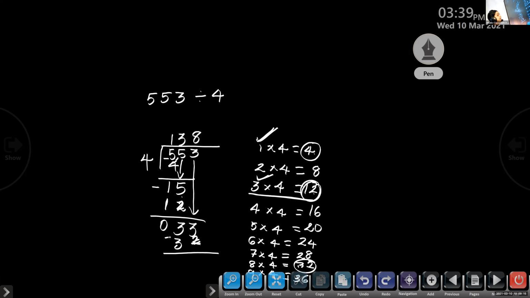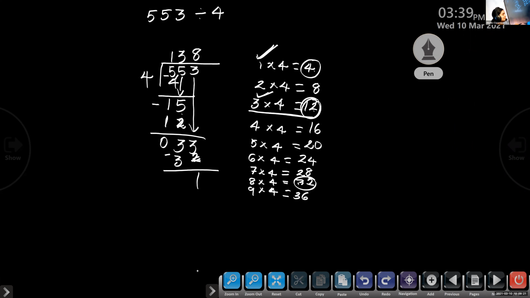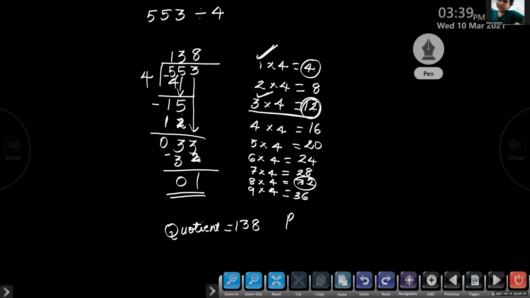Now 33 minus 32? 1. 3 minus 3? 0. So which is the quotient? The quotient is 138. And what is the remainder? Remainder is 1.